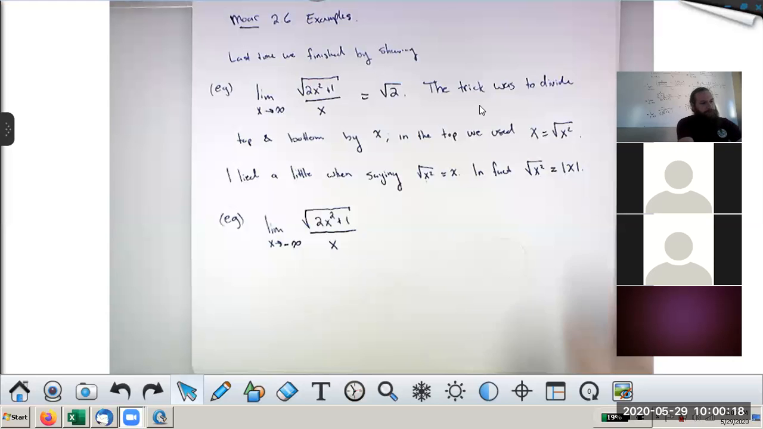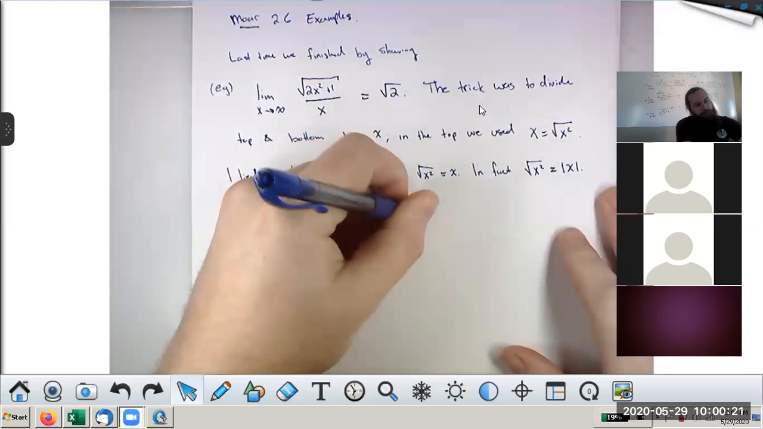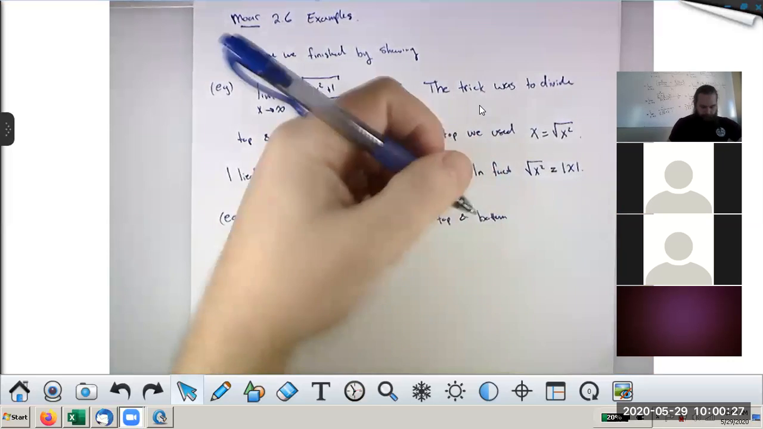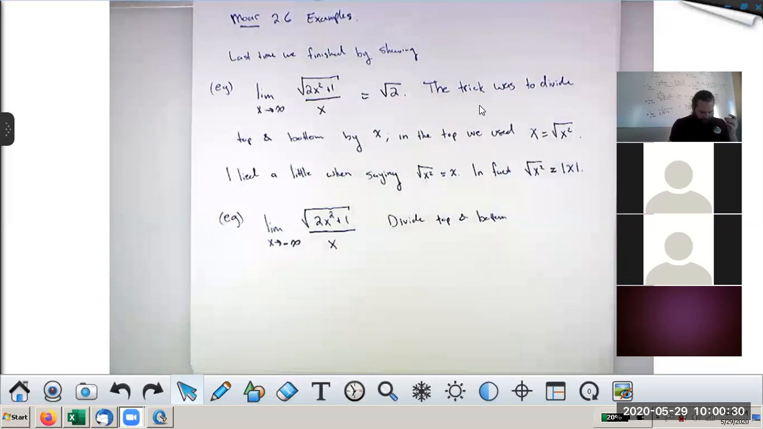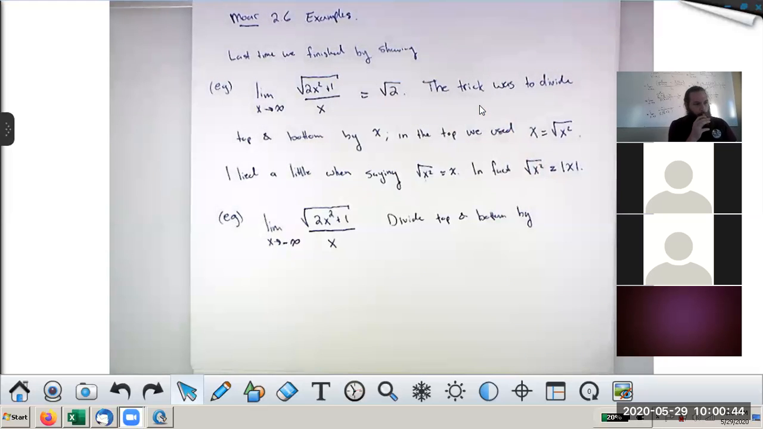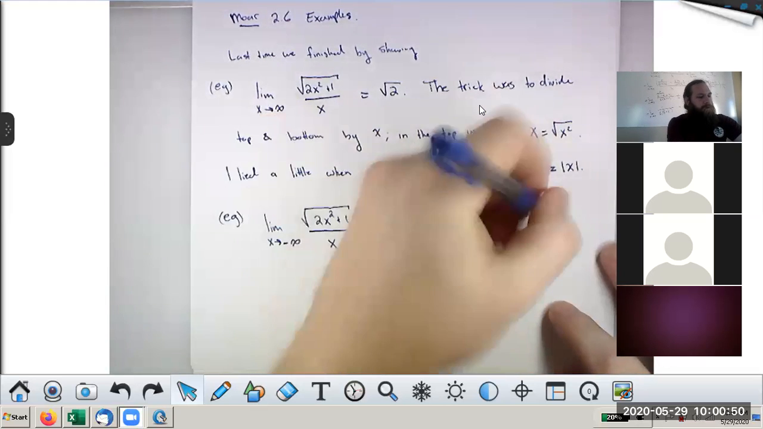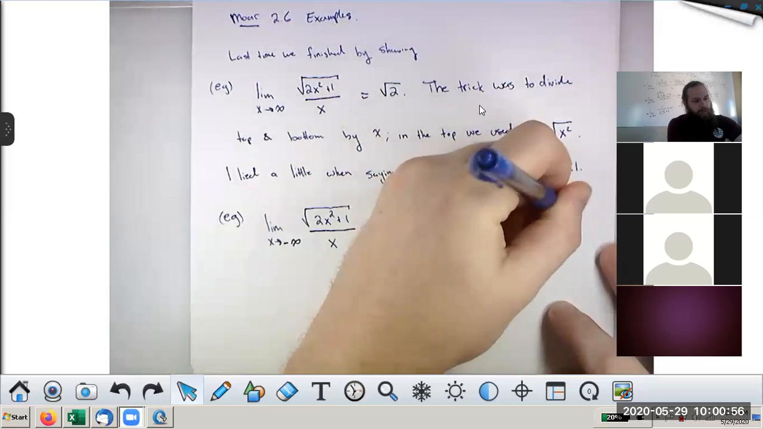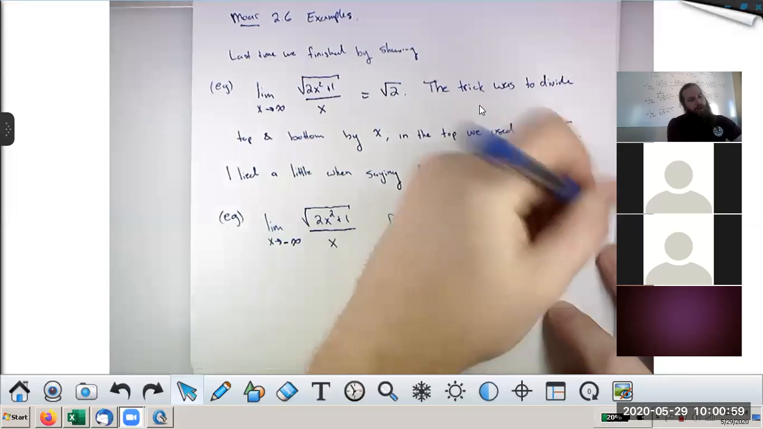So I'm going to divide top and bottom, what's the right way to say this? Yeah, divide top and bottom by x. Remember, x is negative, so yeah. I'm going to divide top and bottom by x in the same sort of way, but I'm going to do it carefully this time.